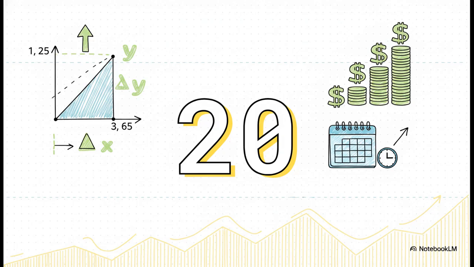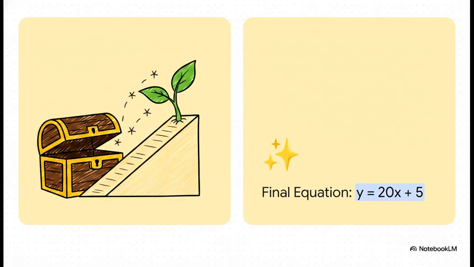Basically, this means we're stashing away exactly $20 every single month. Now for the y-intercept. We plug our slope of 20 and our first point, (1, 25), into the formula. That gives us 25 equals 20 times 1 plus b. A little simple algebra tells us b has to be 5. So, our final equation? y equals 20x plus 5. In plain English, we started with $5 and we're adding $20 a month.